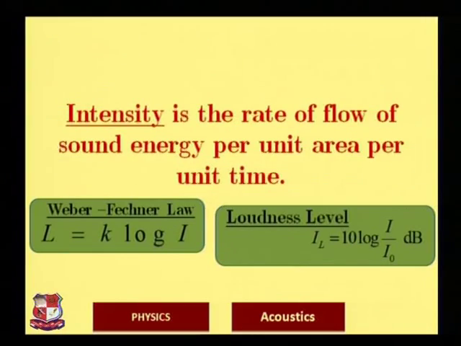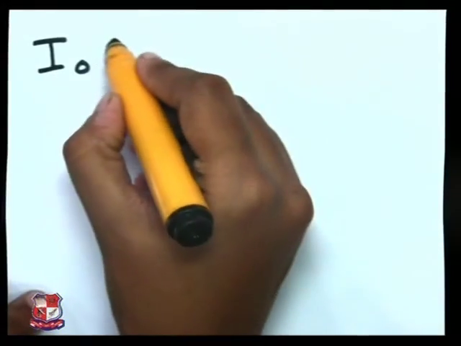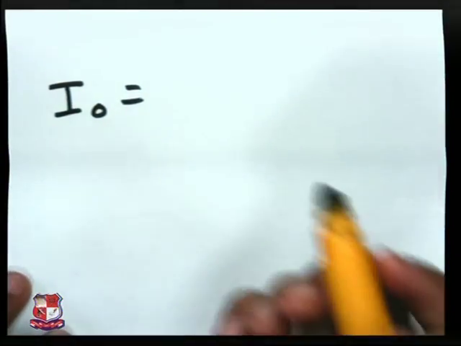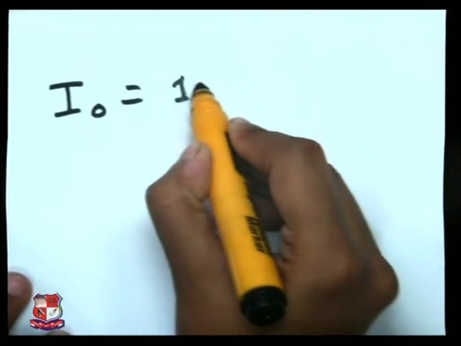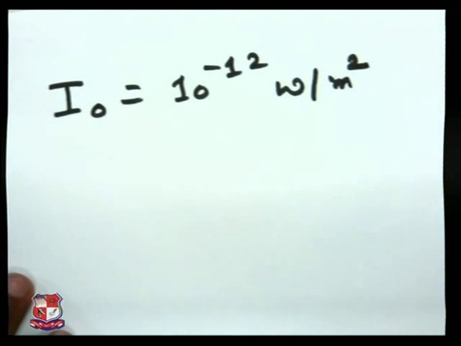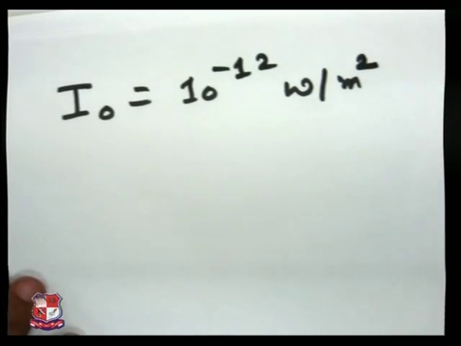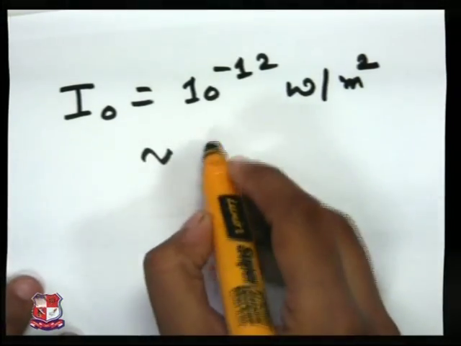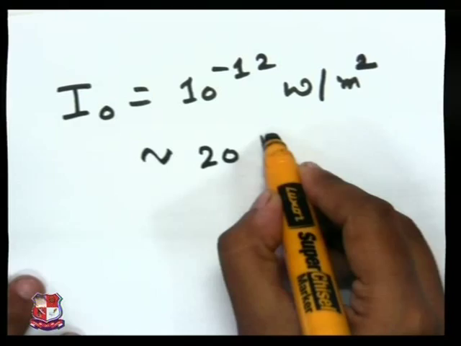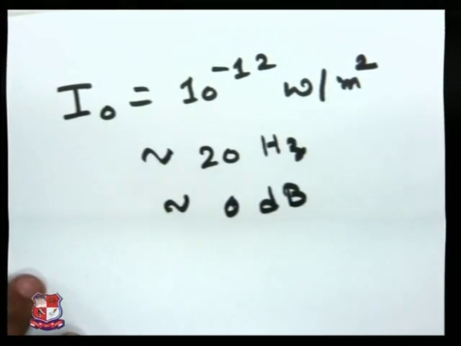Actually we have talked about the threshold of intensity and the threshold of pain. For the threshold of intensity, we have taken I0 as the minimum intensity level, that is 10 raised to minus 12 watt per meter square, right? We have told that I0 is the minimum level that we can take. It is equivalent to 20 Hertz frequency, which is equivalent to 0 dB. One can see on the slide, right?